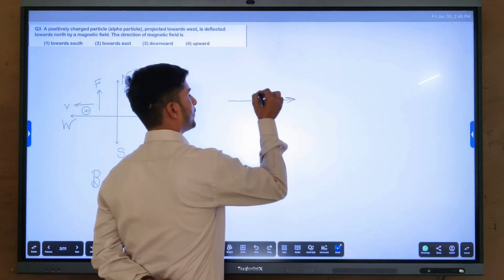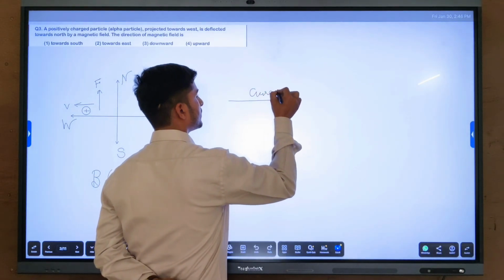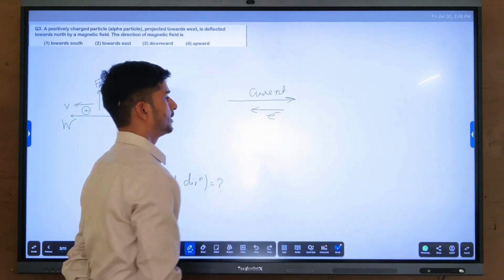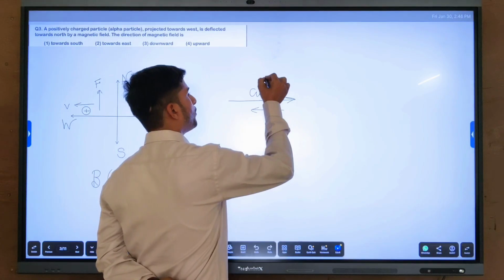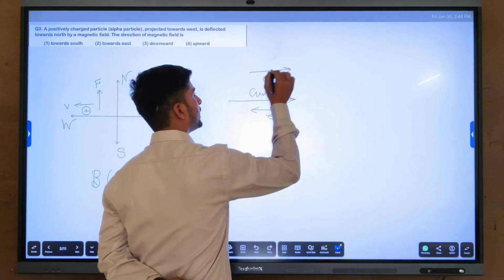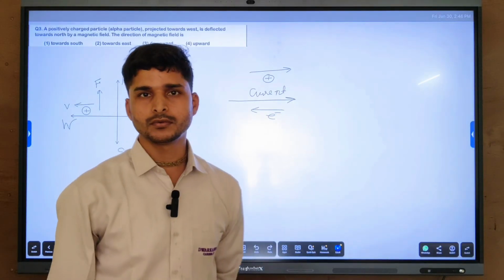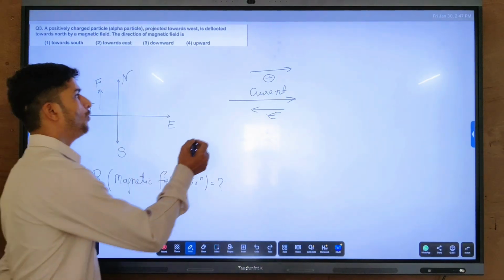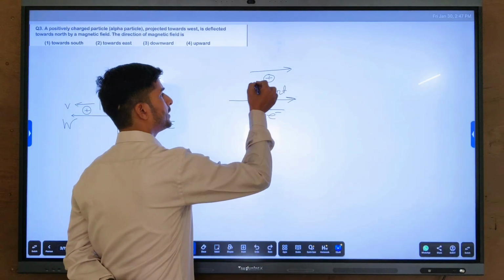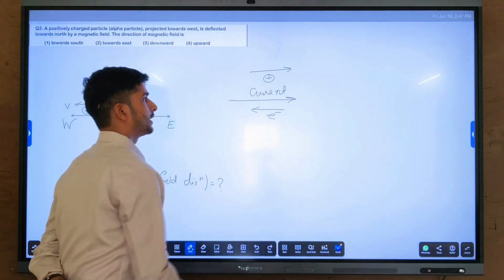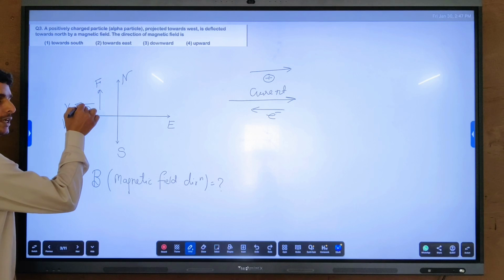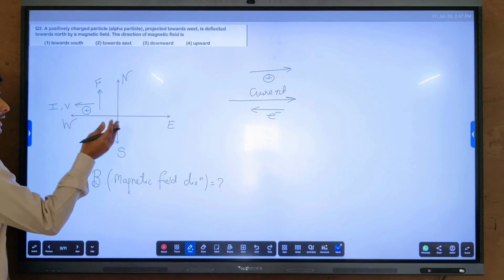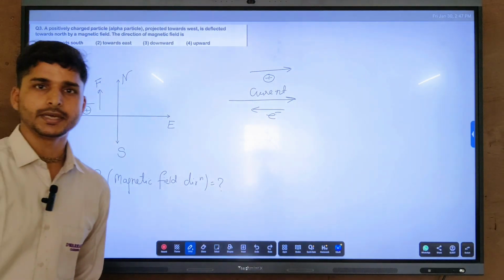if current is flowing in this direction, then electron is flowing opposite to that. That means the flow of positive charge particles like proton represent the direction of current. तो यहाँ पर हमारा क्या है पॉजिटिव चार्ज पार्टिकल्स और वो जा रहा है वेस्ट डायरेक्शन में. That means we can say that direction of current is also in the west direction.